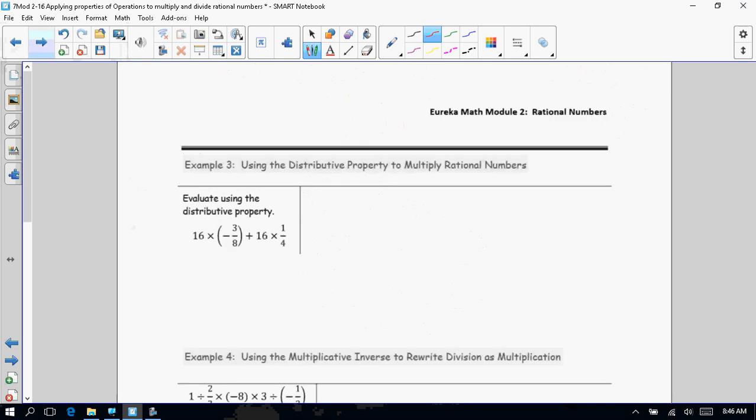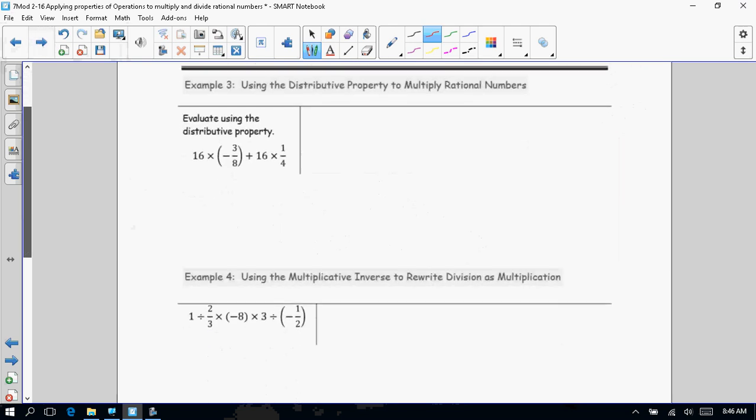All right, take a look at the top of page 97. So we are going to use the distributive property, but differently this time. Okay, we're going to undo the distribution.